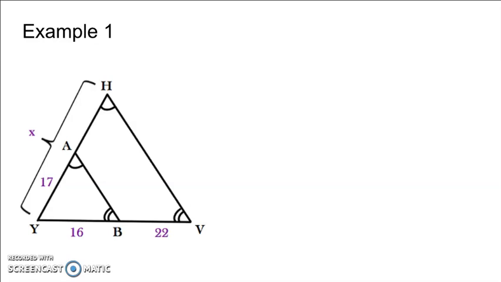I do have two triangles, and I do know that they are similar. I do recognize that triangle YAB is similar to YHV. Now, how do I know they're similar? I do have two angles here: angle YAB and angle H are congruent, and angle YBA and angle V are marked as congruent. Of course, two angles is enough to give me similarity.